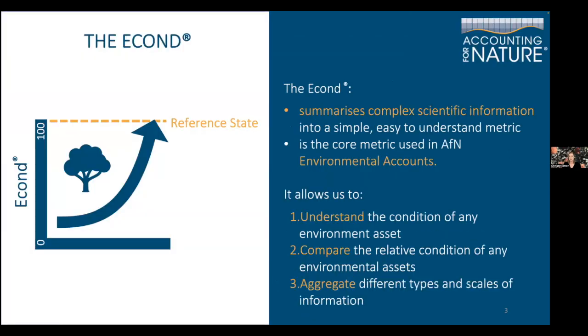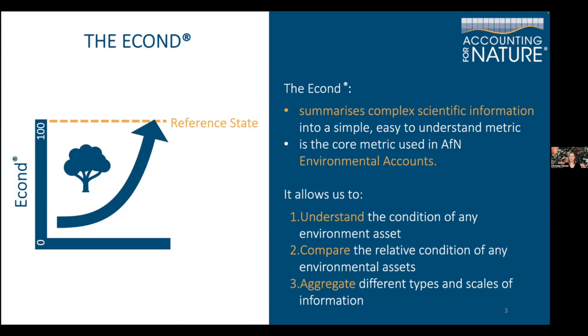As central to all Accounting for Nature methods, this method develops an Econd metric. This metric summarizes the environmental condition of native vegetation, in this case, on a scale of 0 to 100, where 100 represents the reference state, or the undegraded state, or the best possible state of that particular vegetation type. And 0 would represent that the vegetation is completely degraded. So think a concrete slab.